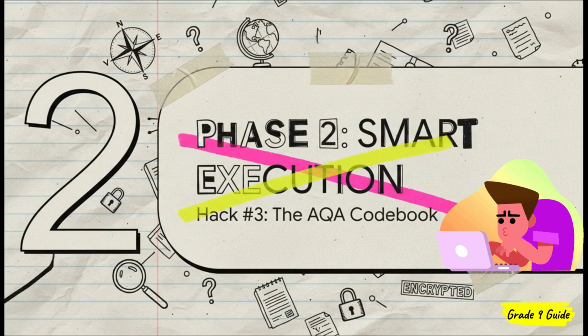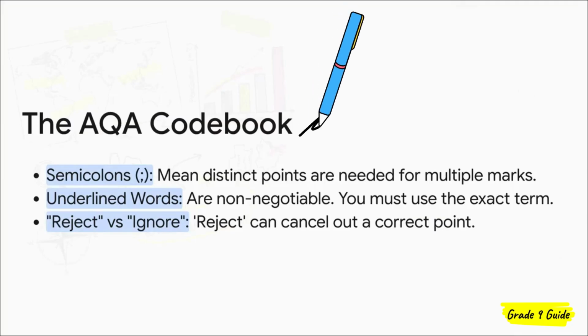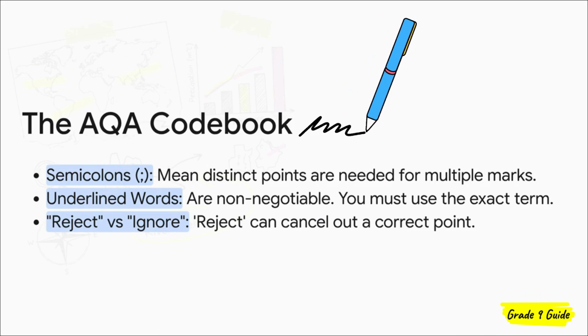Now, most students read a mark scheme like it's a page from a textbook, and that is completely wrong. You've got to think of AQA mark schemes as encrypted. There's a specific code, and once you crack it, you stop dropping marks on stuff you actually know. So, semicolons. In an AQA scheme, this little guy means the points are distinct, they're separate. You need to hit both parts to get those 2 marks.